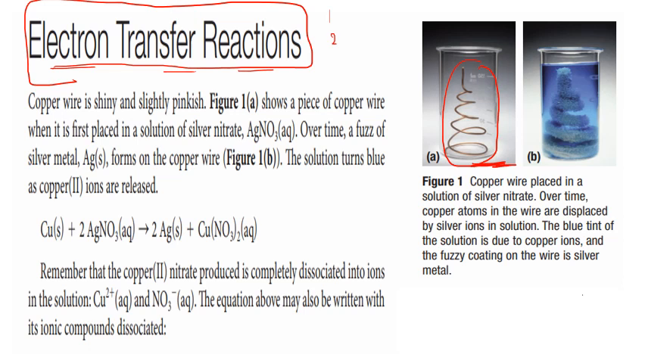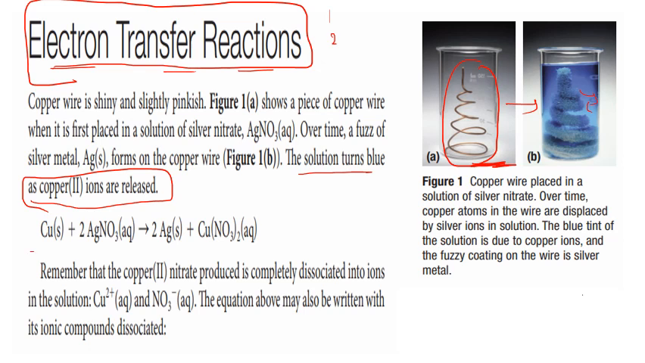Let's say some time is spent, say 15 or 20 minutes. What will happen? You will start seeing this. Over time, the copper atoms in the wire will be displaced into the solution, and the silver atoms from the solution will be deposited on the wire. The solution turns blue because copper 2 ions are released and they are blue in color. That's why you see this beautiful blue color.